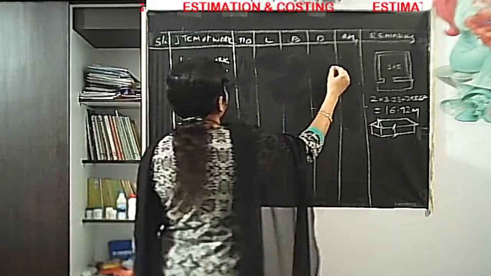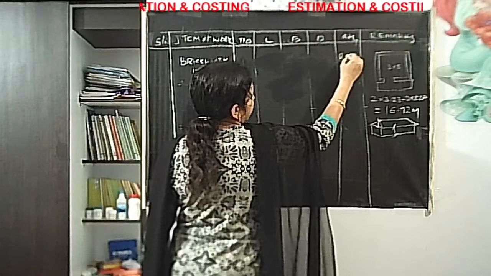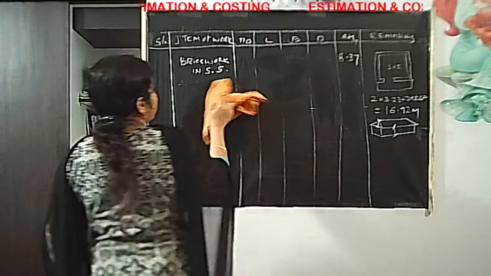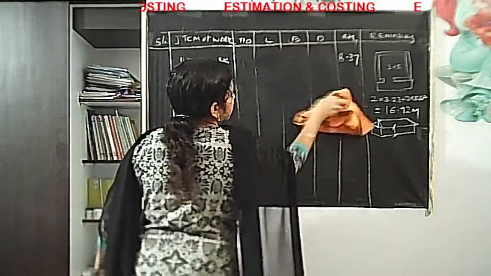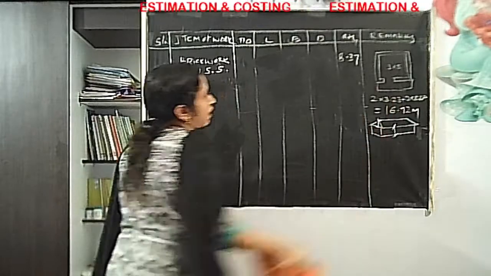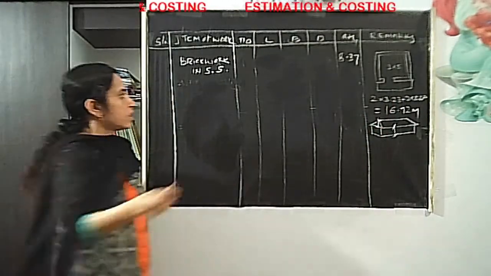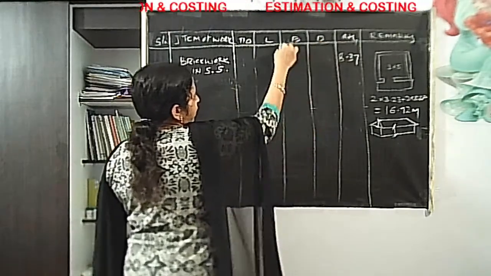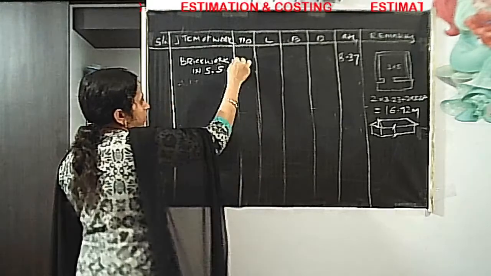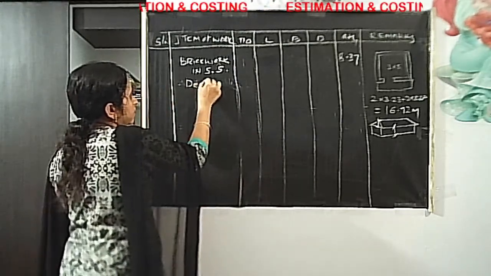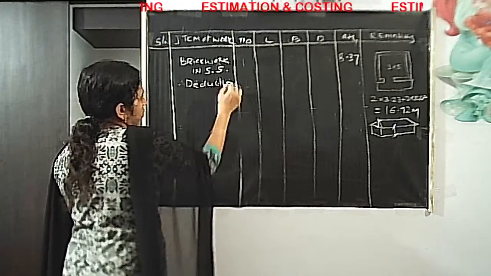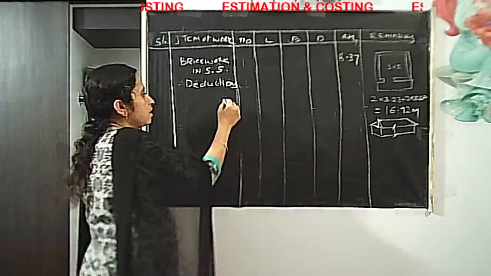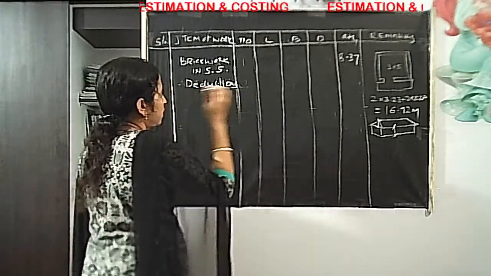So, you have the quantity of brickwork after adding the gable walls, it is 8.37 cubic meter. Now, we have to make the deductions. So, I will just write the deductions. You have one door, you have two windows, that you have to deduct. So, D is equal to 1 is there.